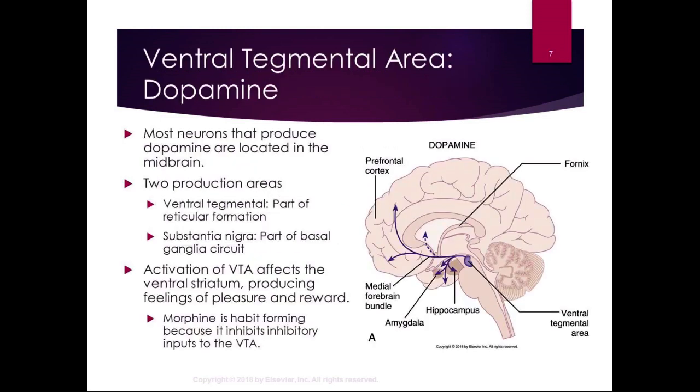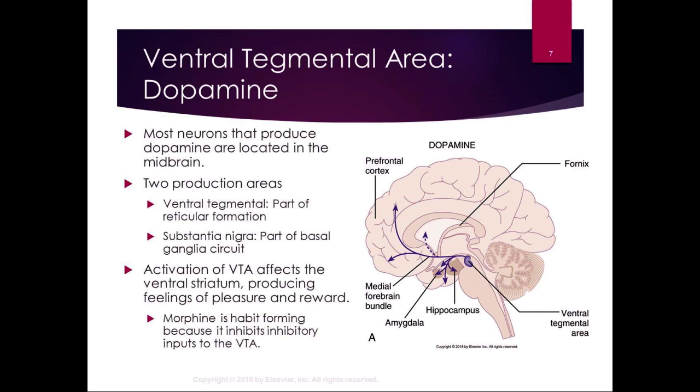So the ventral tegmental area contains most of the neurons that produce dopamine. So they're in the midbrain, in the substantia nigra, which is part of the basal ganglia circuit we've already talked about, and in the ventral tegmental area, which is part of the reticular formation.